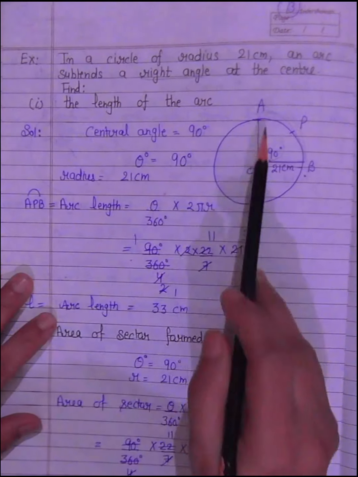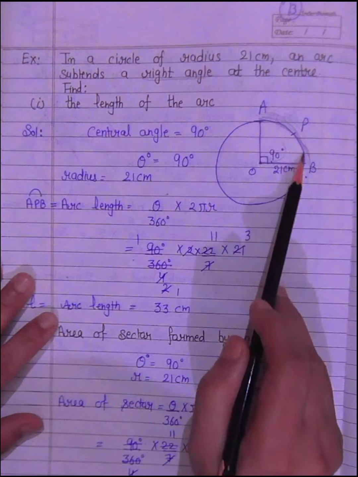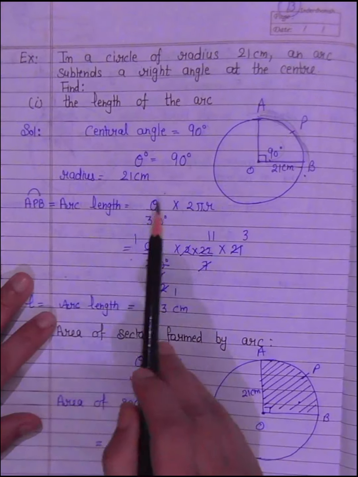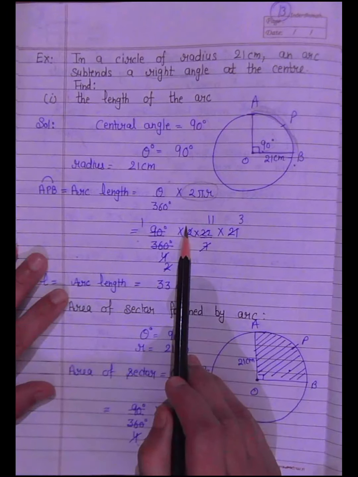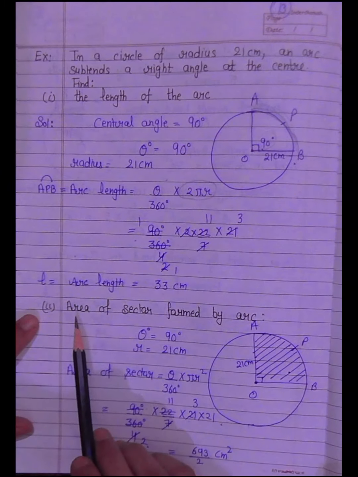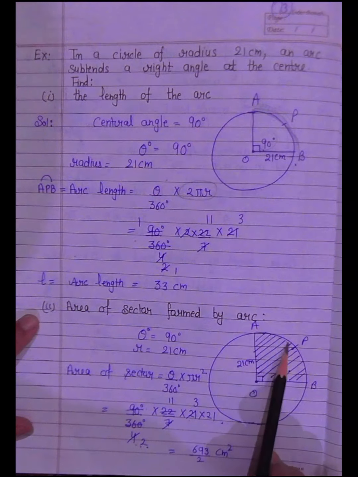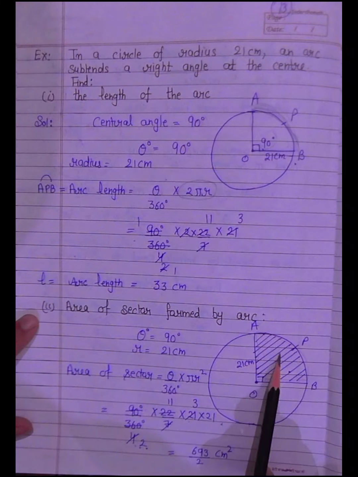So arc length APB, this is the arc length, and this is the part of the circumference, and the formula for the arc length is theta by 360 into 2 pi r. After putting the values, we are getting arc length is 33 centimeter. Now the area of the sector formed by the arc. This arc is making this sector. We have to find its area.